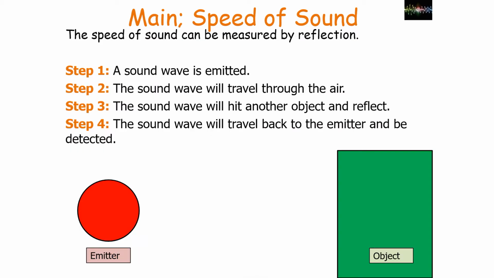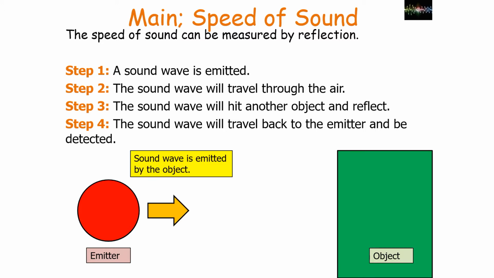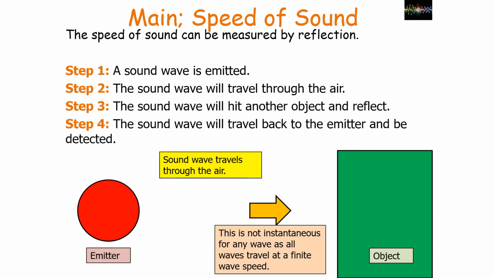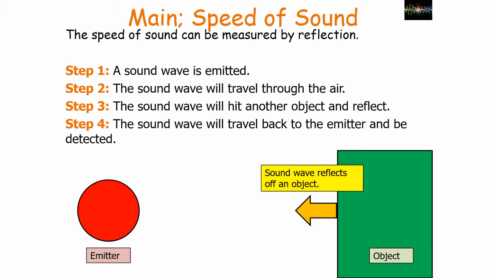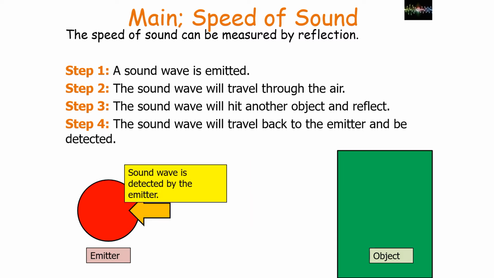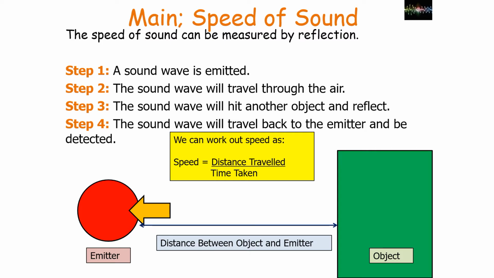So the speed of sound can be measured via reflection. So step one, a sound wave is emitted by an object. The sound wave will then travel through the air. Now the sound wave will then hit another object and reflect, but remember it takes time for step 2 to take place because it's not instantaneous for any wave, as all waves, regardless of what they are, travel at a certain finite wave speed. So when the sound wave reflects off an object, the sound wave will travel back to the emitter.